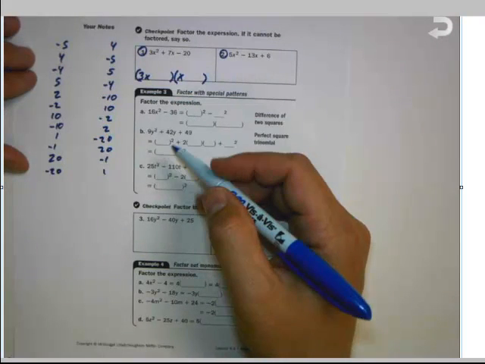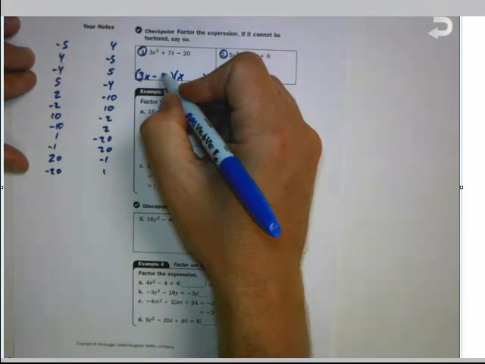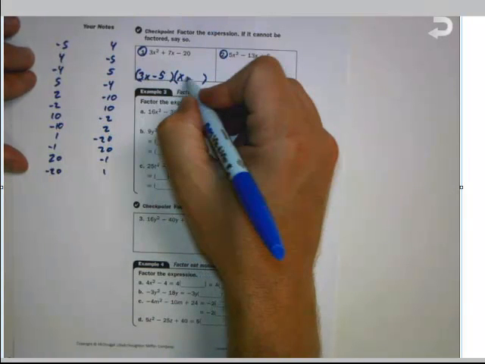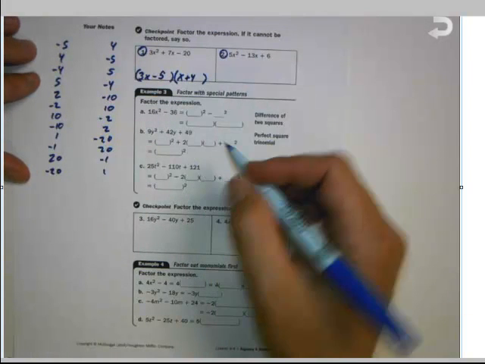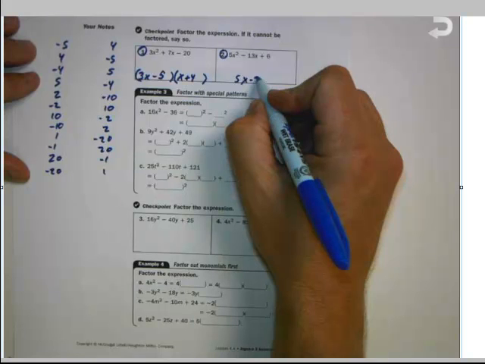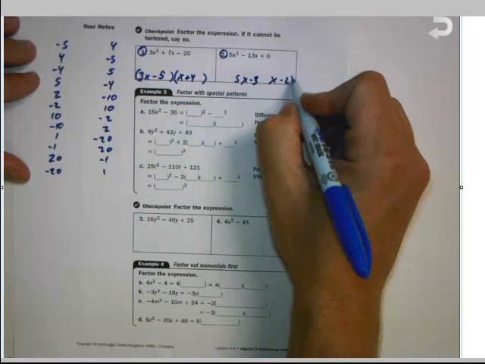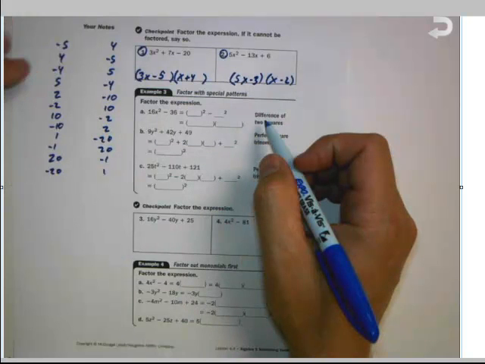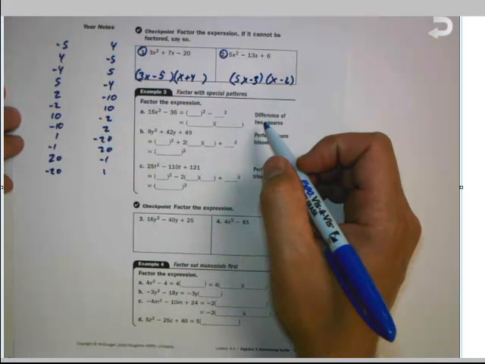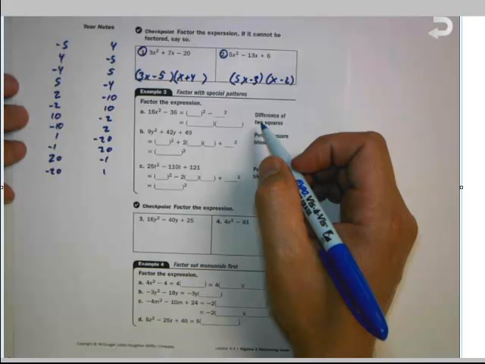I hope all of you found that it was 3x minus 5 and x plus 4 when you went through the steps. And on this one over here, I hope you got 5x minus 3 and x minus 2. I think if you check those, you'll find that they work, but you have to work through all of these to get to that point.